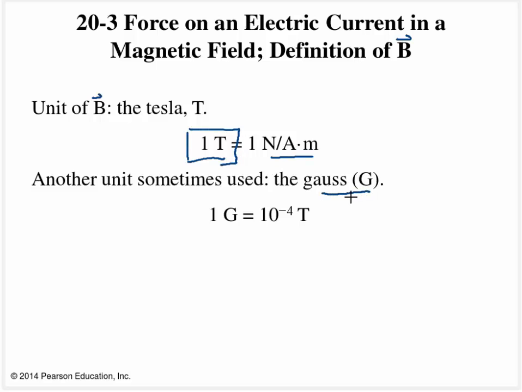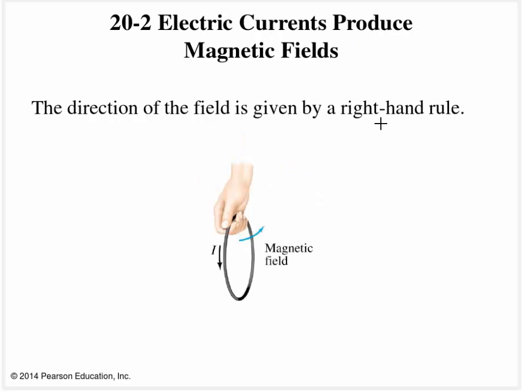Sometimes, not very often, you may see the unit of a Gauss, which is 10 to the minus 4th Tesla. As I said, we're going to be working with small amounts of magnetic field, so a Gauss takes the number down a little bit. And just to drive home the point, direction is going to be very, very important in this chapter and the next couple of chapters. So make sure that you're good to go on this right-hand rule.